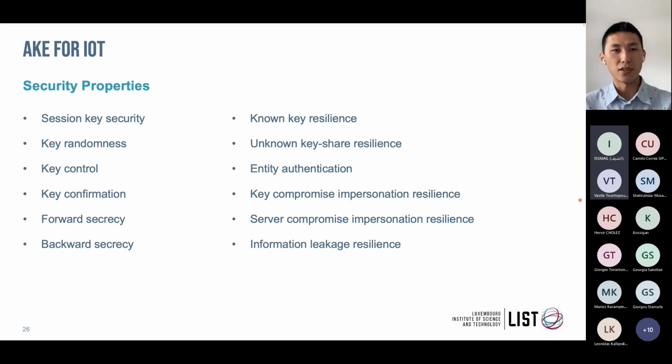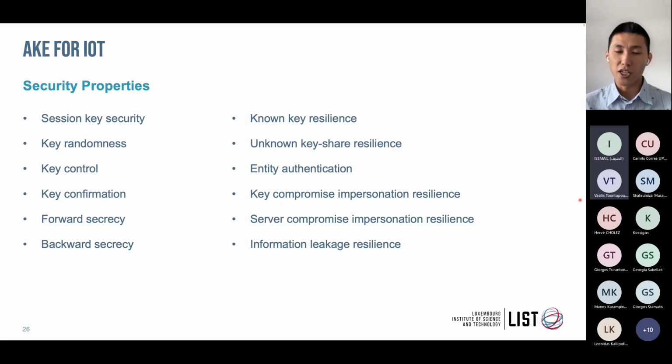Okay, let's look at known key resilience. It means that knowledge of a session key will not have a security impact on other session keys. And unknown key share resilience means that an honest participant, let's say Alice, never ends up believing it shares a key with another participant, let's say Bob, when in fact Bob mistakenly believes that the key is instead shared with another participant, let's say Charlie. It's a triangle relationship.